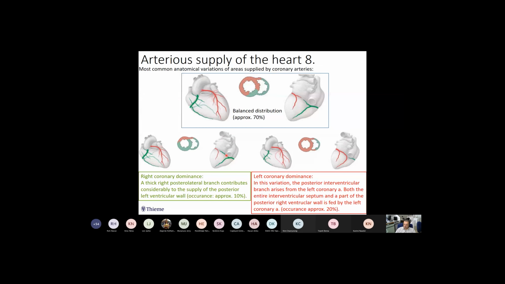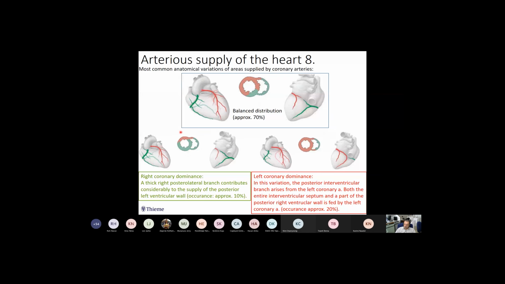In this case, the right posterolateral branch is more developed than usual. Therefore, the right coronary will do more, and it will feed a larger part of the left ventricle than typically. And in this case, if the patient has coronary disease on the right coronary, we have serious trouble because the bigger part of the heart doesn't get enough blood.